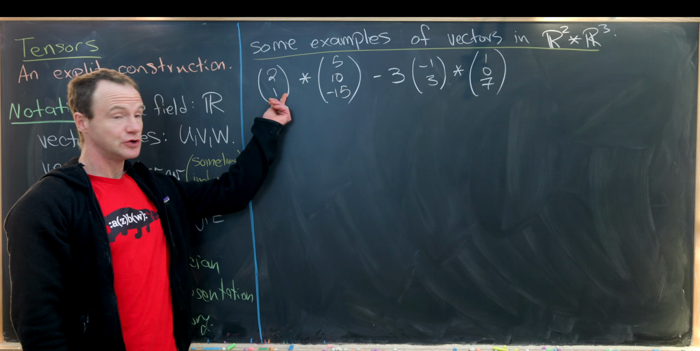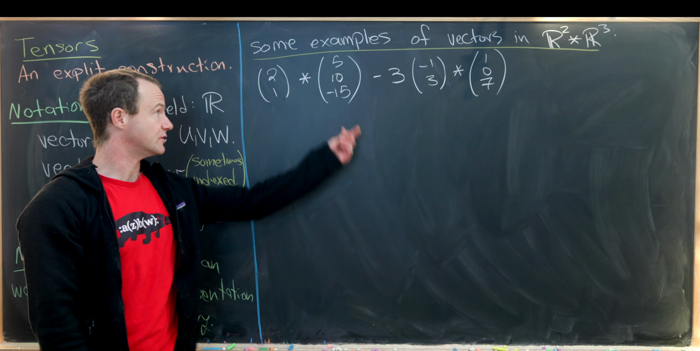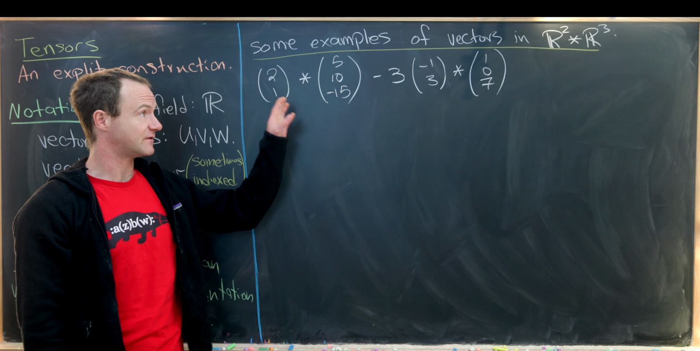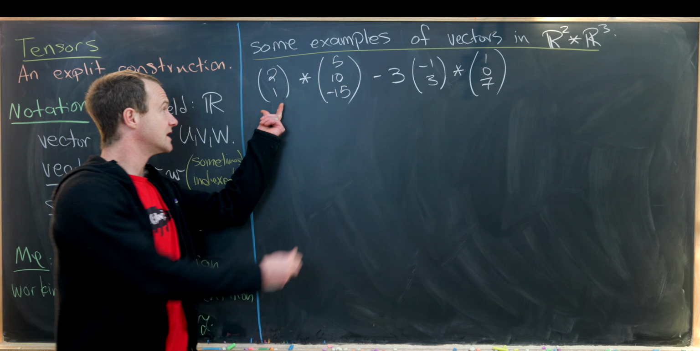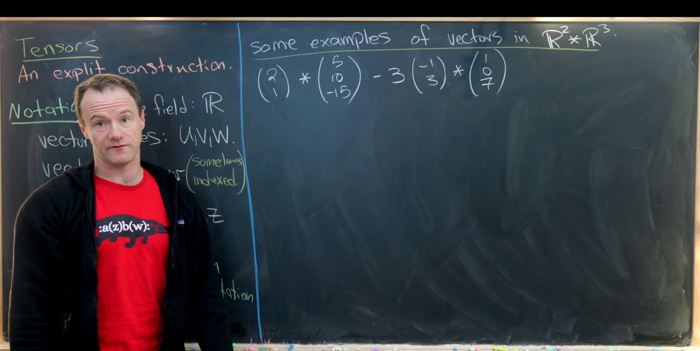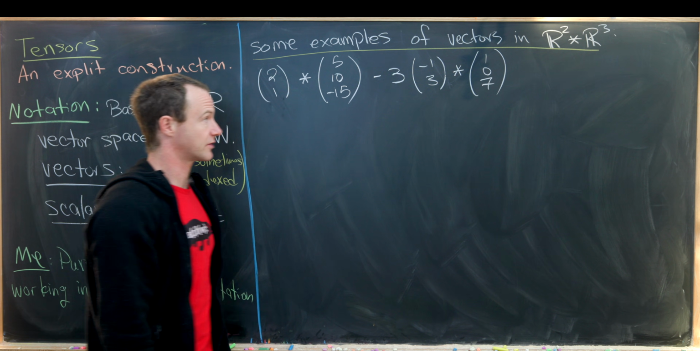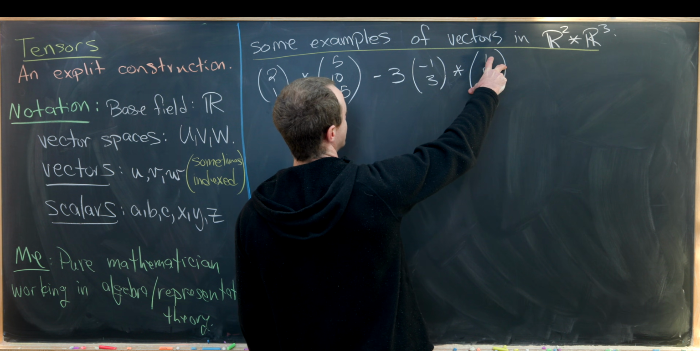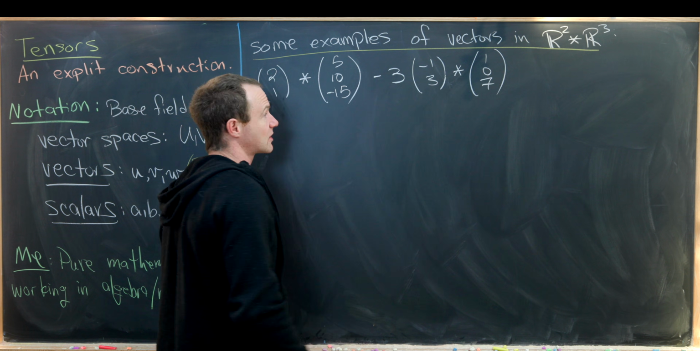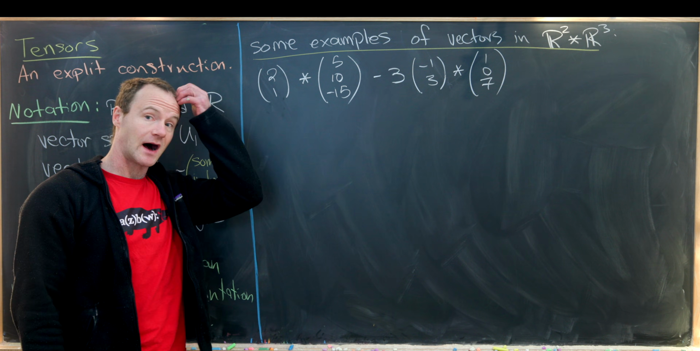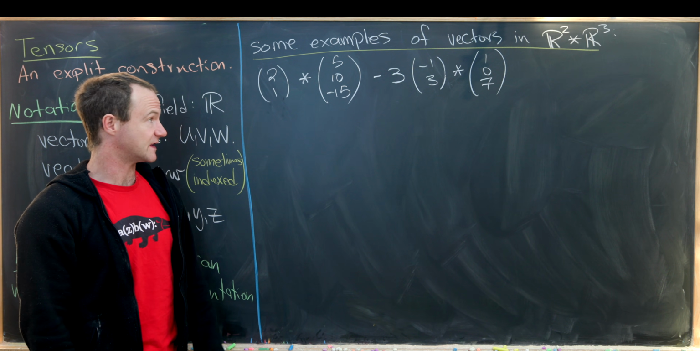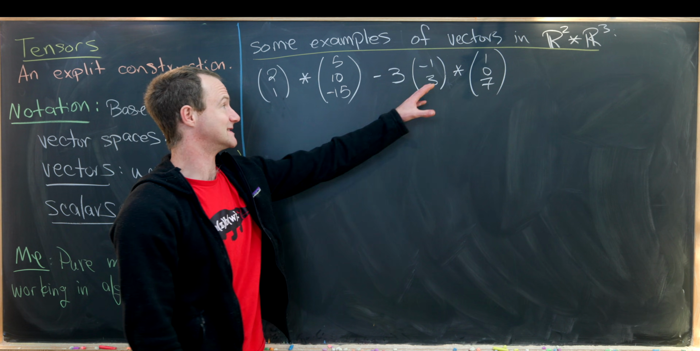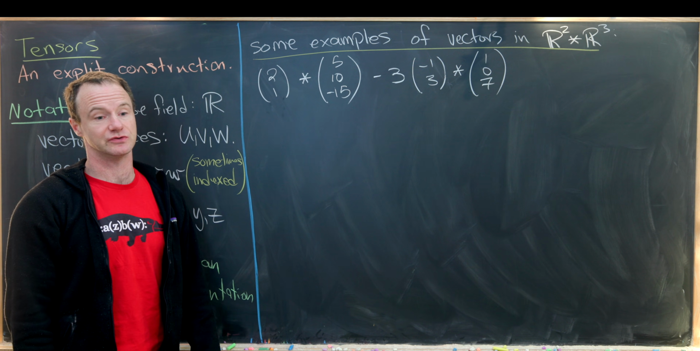Notice that this (2, 1) is a vector in R2. This (5, 10, -15) is a vector in R3. So that makes the star of them in R2 star R3. But then this vector is in R2 and this vector is in R3. So then we're taking linear combinations of objects that are built out of things in R2 and R3. So that makes this thing an object in R2 and R3.